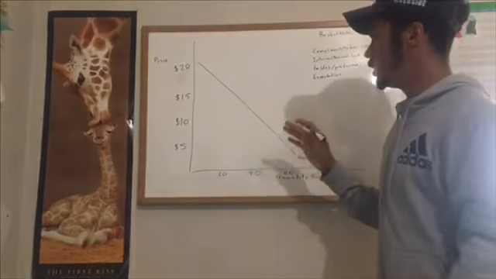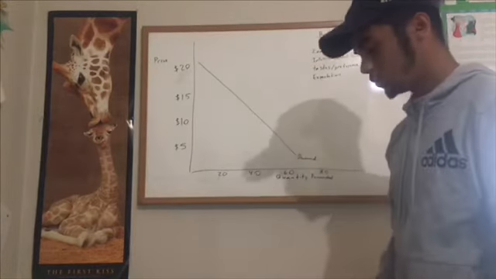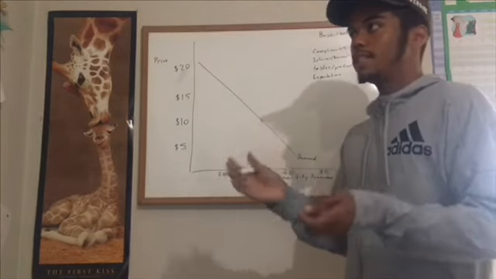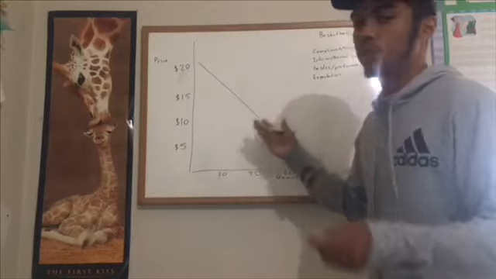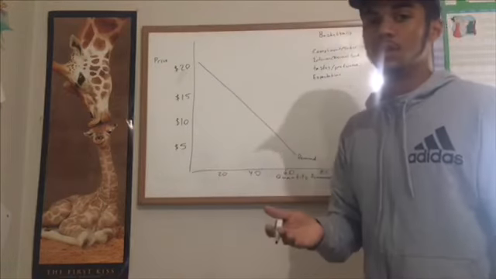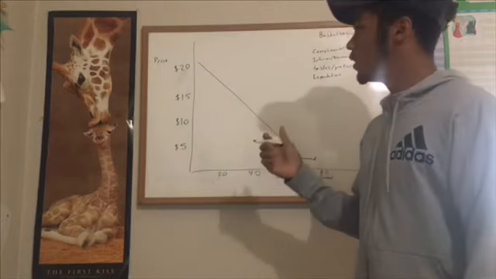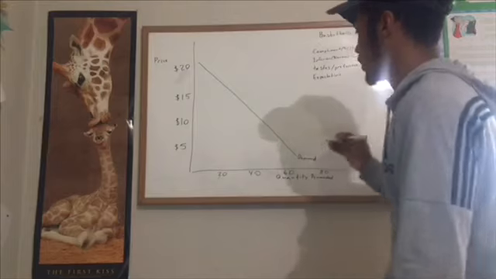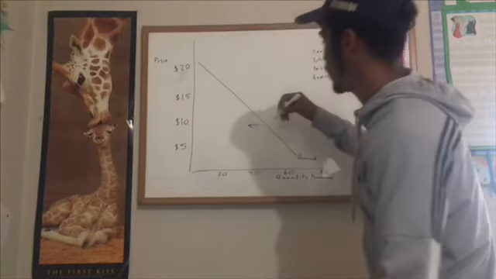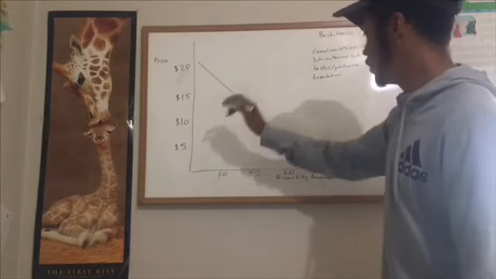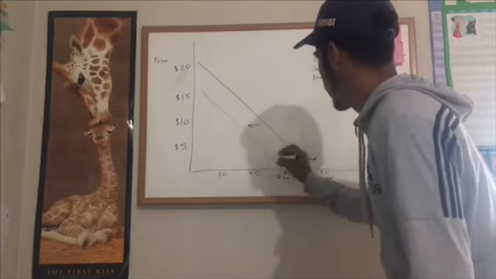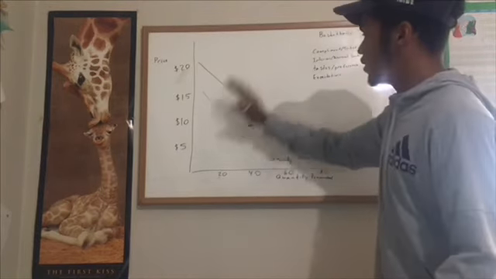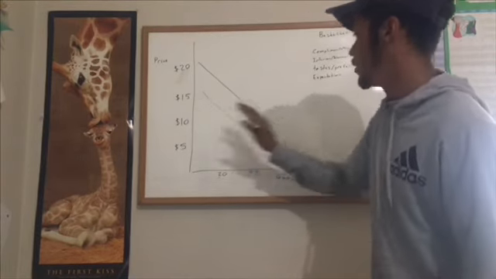Okay, let's look at what a leftward shift of demand looks like. Let's say a substitute for this product we're looking at, its price decreases, increasing its quantity demanded. Our product is going to decrease in demand, and that's going to look like a leftward shift in demand. We're going to label that demand 2, and it just moves down and to the left like that.